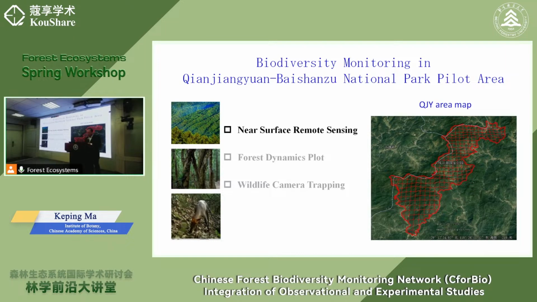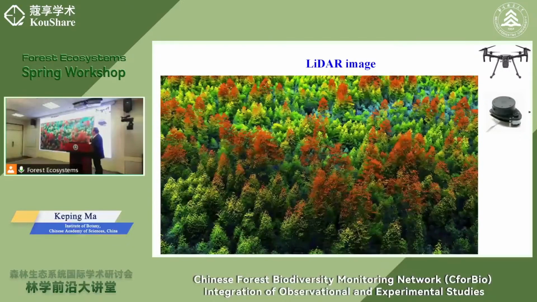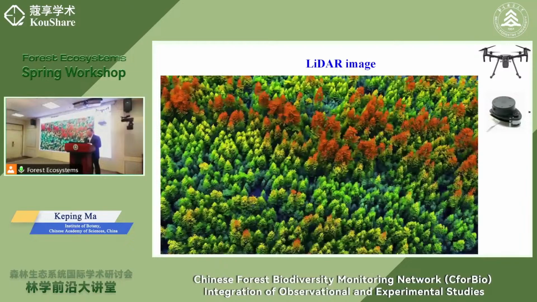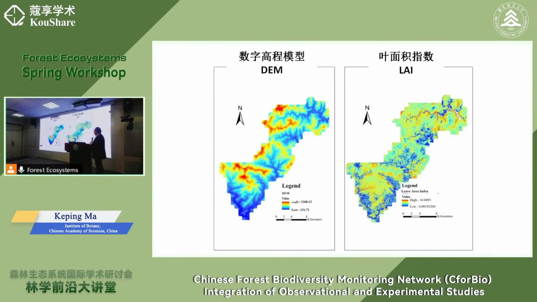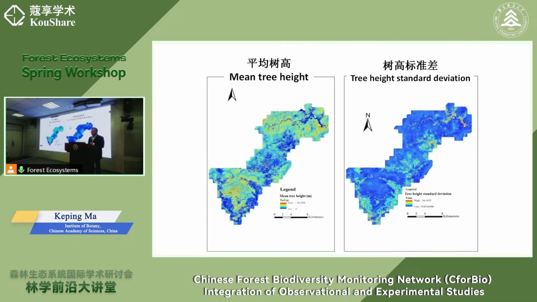For monitoring of forest, first we try to use a near surface remote sensing approach to scan the forest around the permanent plots. Based on the data, we can produce these kinds of maps for DEM, for leaf area index in the protected area. The size of the protected area is 252 square kilometers. And we also have maps for canopy gap fraction and also for canopy cover, and also for mean tree height, standard deviation, the variance of the tree height in the site.